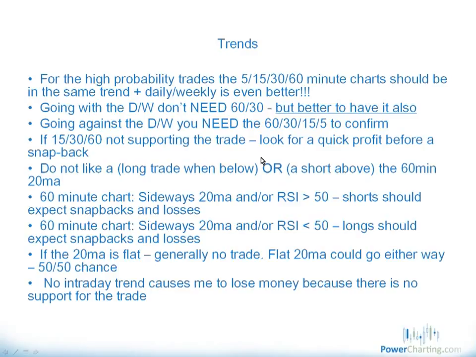If the 20-period moving average is flat, there's generally no trade, because a flat 20-period moving average can go either way, which leads to a 50-50 chance. If you want to take a trade there, you have to focus on the shorter term time frames, like the 5 and the 15, and look for a confluence of the different averages, which we'll talk about in the scalping trades. But those are really designed to be more scalping trades, because if I have a flat trend, I'm trendless, and I'm not going to be looking for the big move. Not going to be looking for the big kill.